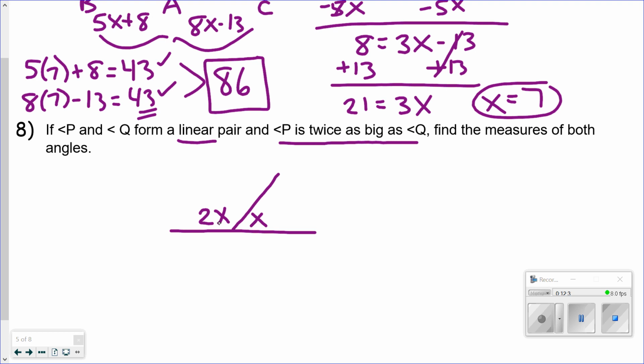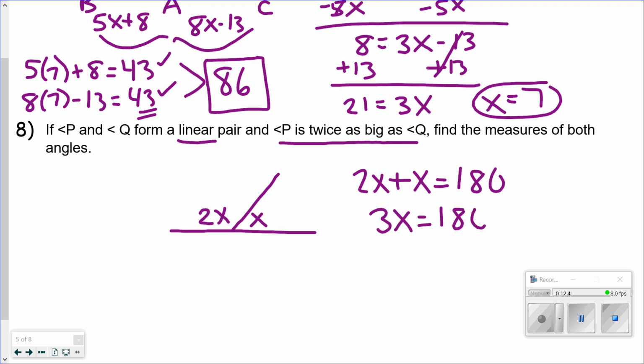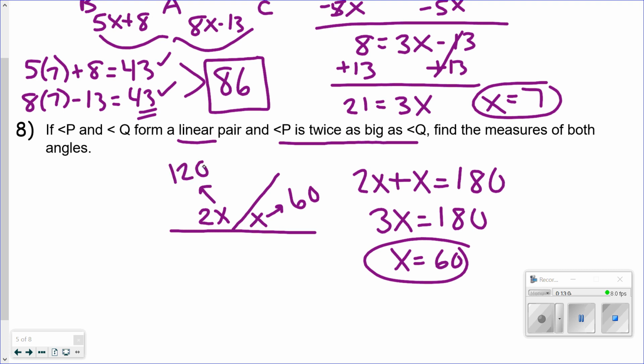All right, linear pair, what do they add up to? They add up to 180. So 2x plus x is equal to 180 degrees. Combine like terms, 3x is equal to 180. So therefore, x is equal to 60. But remember, I'm not done, so that means I got to plug in x into both the equations. So this small angle Q is 60 degrees, and angle P is 2 times 60, which is 120.